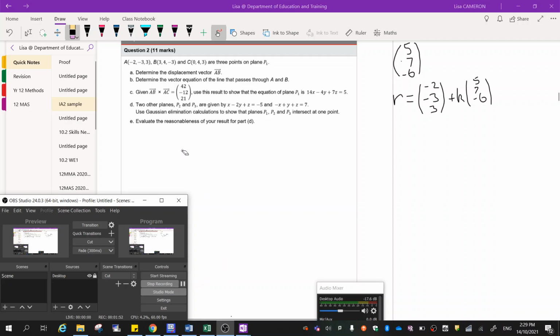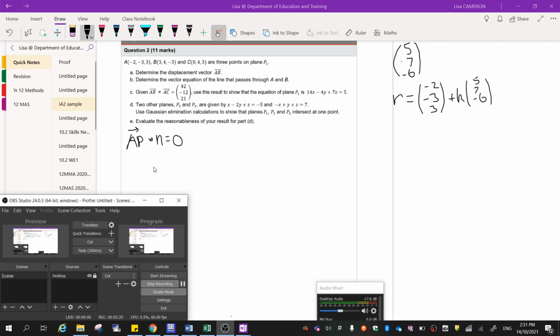Now for the next part of the question. Given vector AB cross vector AC equals (42, -12, 21), use this result to show that the equation of the plane P1 is 14x minus 4y plus 7z equals 5.